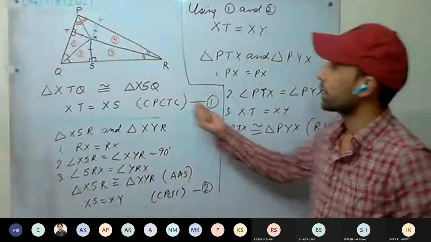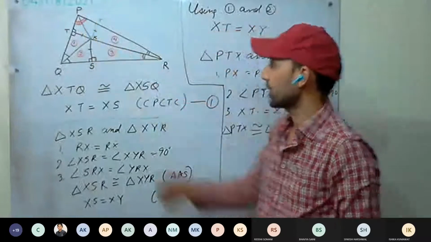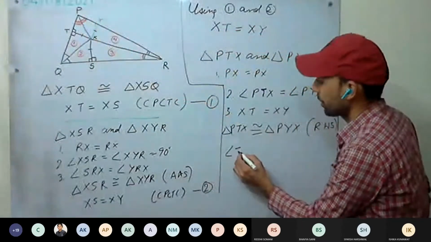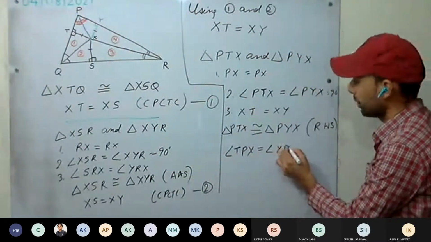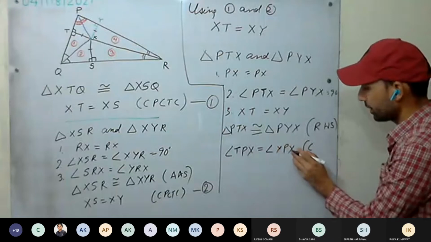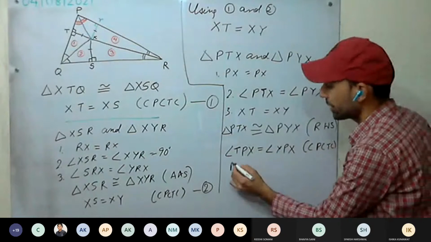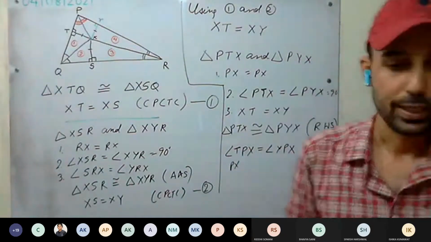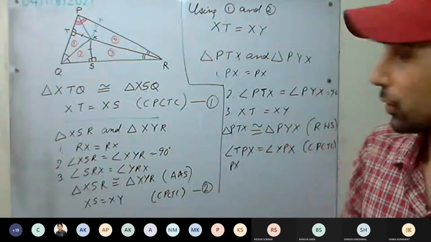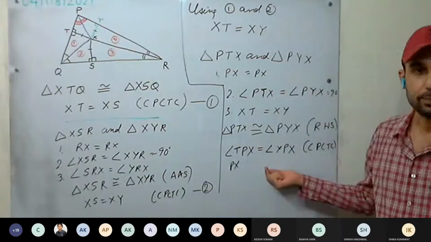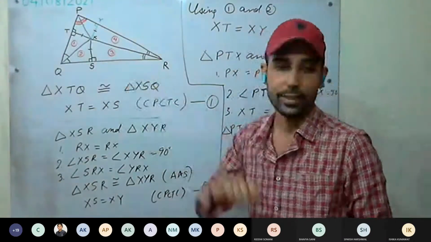If they are congruent, their corresponding angles are equal and their corresponding sides are equal. It means angle TPX equal to angle YPX, by CPCTC. They are equal, so PX bisects angle P. Understood now? Is this clear to all? Yes, sir. PX bisects angle P.